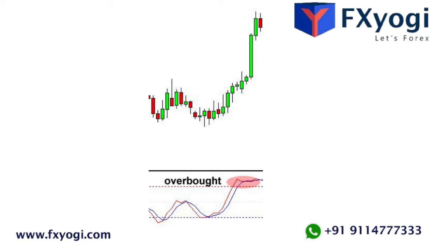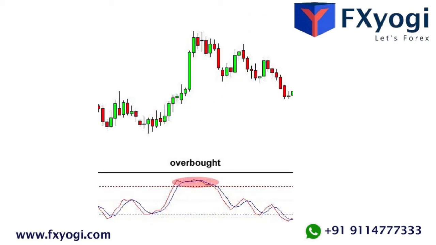Looking at the currency chart, you can see that the indicator has been showing overbought conditions for quite some time. Based on this information, can you guess where the price might go? If you said the price would drop, then you are absolutely correct, because the market was overbought for such a long period of time. A reversal was bound to happen.